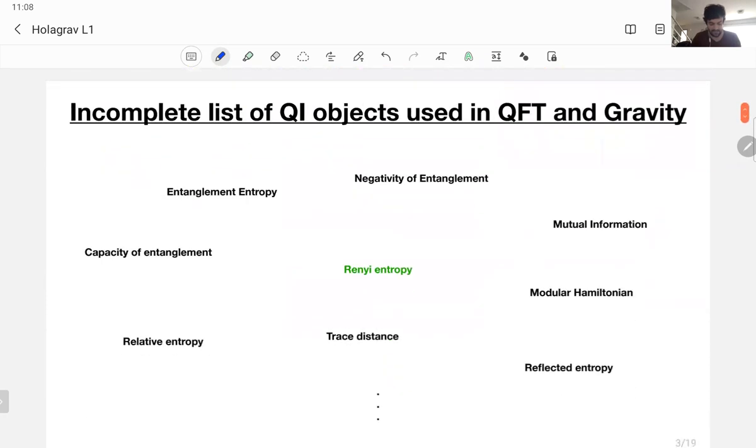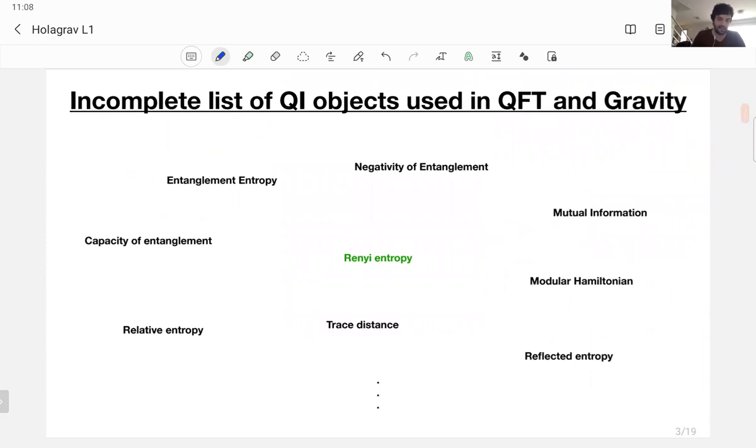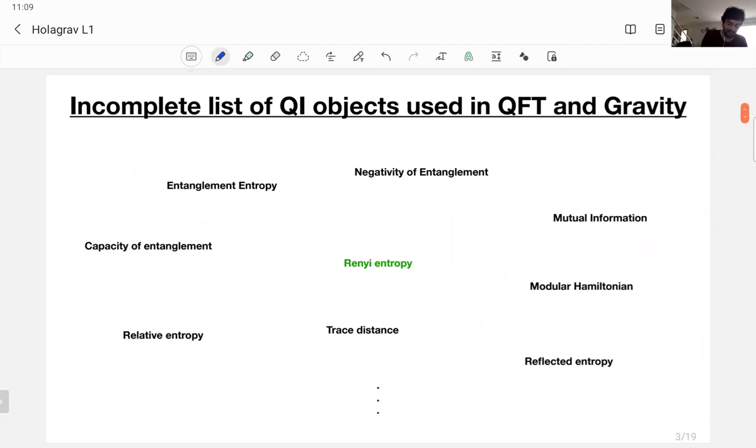In this slide I will go fast. I just list an incomplete set of quantum information objects that I know were used in quantum field theory and also in gravity. The very well known one is entanglement entropy, which measures the entanglement between two subsystems, for example. As you know, the entanglement entropy is defined by the trace of rho log rho, where rho is the density matrix of some state. If you have a subsystem, this is a reduced density matrix that I will define later. This holds when the total density matrix, this is the definition of a reduced density matrix.